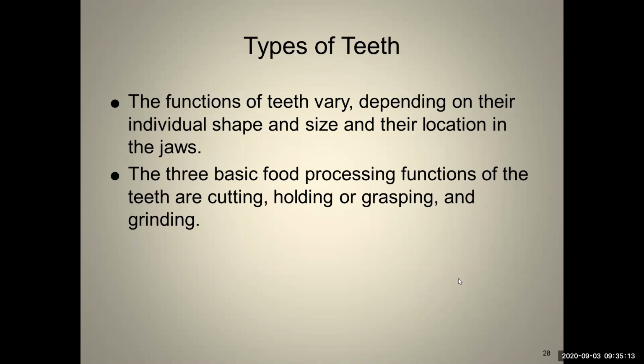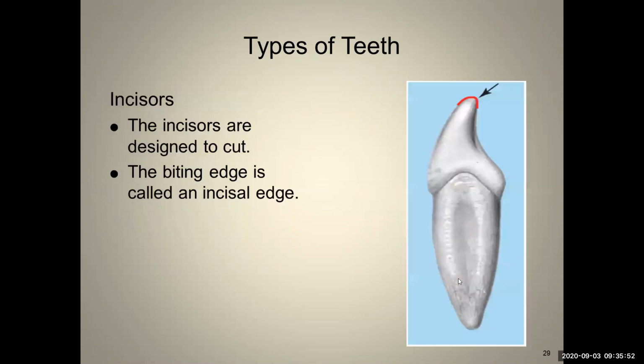Then we've got the types of teeth. Okay, we looked at the individual parts of the teeth. Now let's look at the types of the teeth. They function depending on where they're located. The function will vary, and the size and shape of the tooth, as well as the location in the jaw, will determine what their function is. There are three basic food processing functions of the teeth. We cut, we hold or grasp, and we grind. Cut, hold or grasp, and grind. And each tooth is going to have a different function.